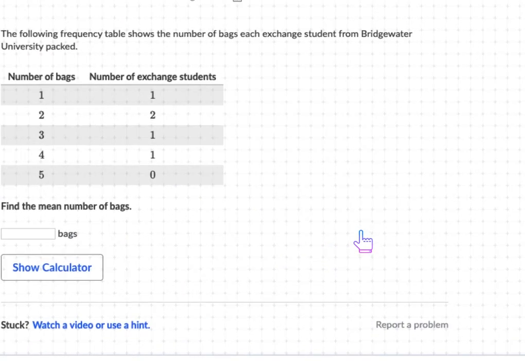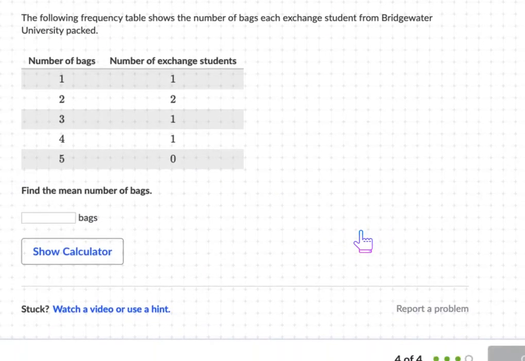Okay, try this one on your own first. The following frequency table shows the number of bags each exchange student from Bridgewater University packed. Find the mean number of bags.